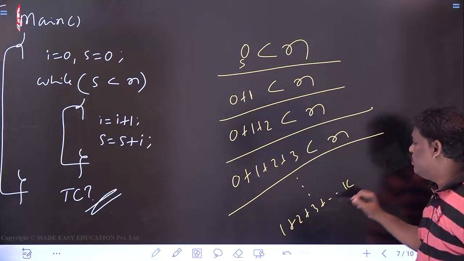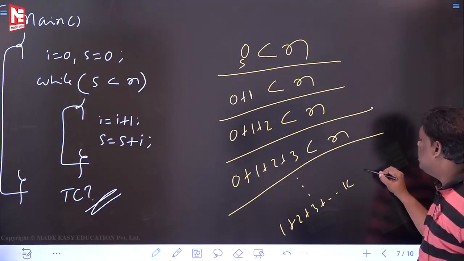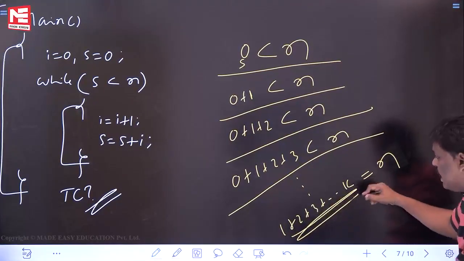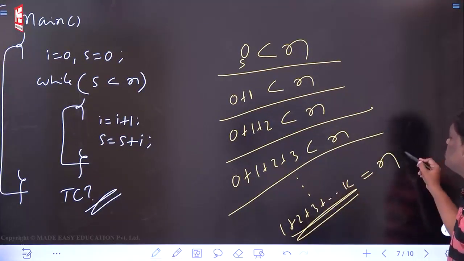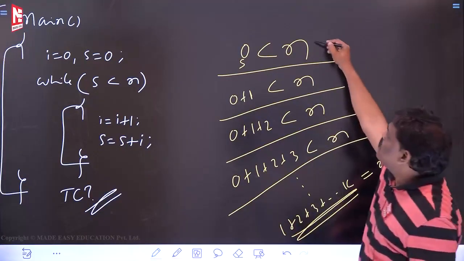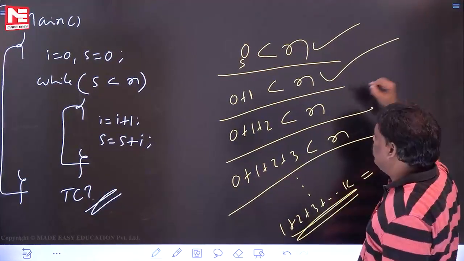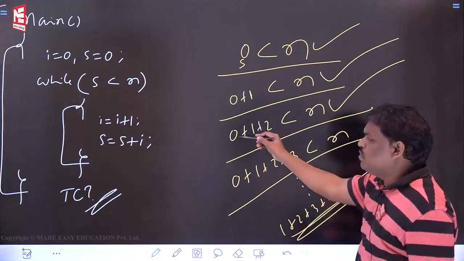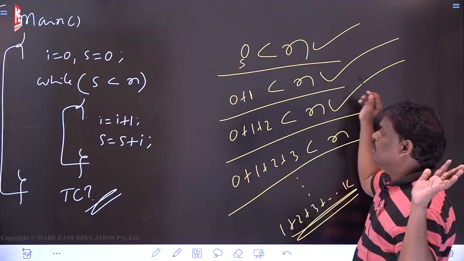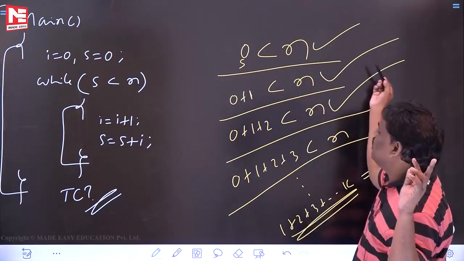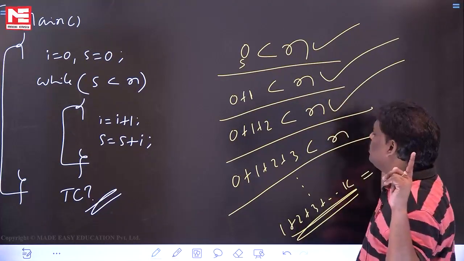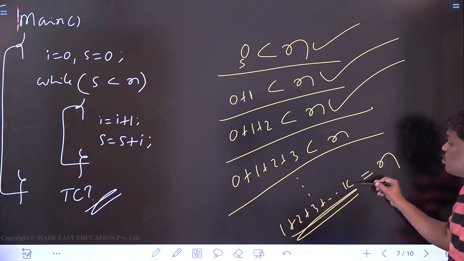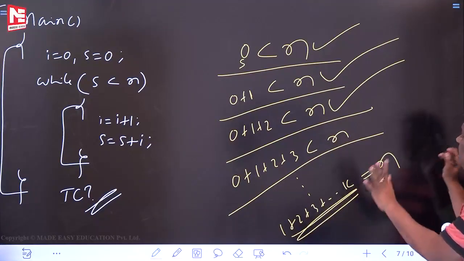If you do k times, this value becomes n, equal to n. This is the sum for k times. If this total sum becomes n, then it fails. Otherwise it is a pass, continue further. If I do 1 time, 1 less than n. If I do 2 times, 1 plus 2 less than n. If I do 3 times, 1 plus 2 plus 3 less than n. If I do k times, 1 plus 2 plus 3 and so on up to k equals n. That is the reason I stop.